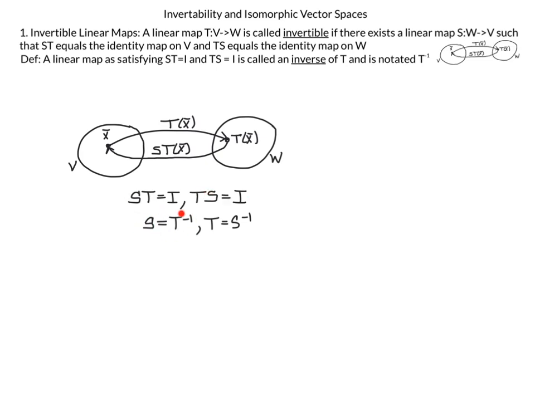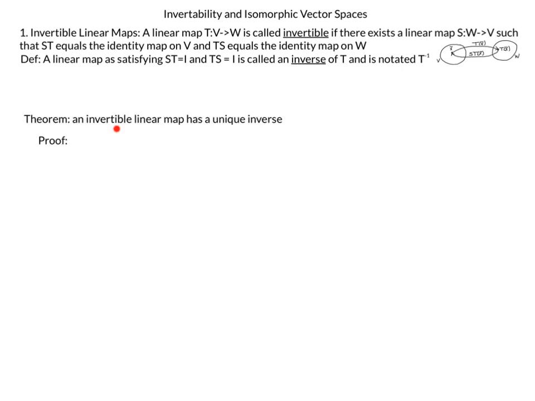And then we have this notation. Since this kind of looks like multiplication, it's the same sort of inverse we have with the negative exponent. So s is equal to t to the negative 1, and t is equal to s to the negative 1. But we usually don't read this as an exponent. We read it as s equals t inverse and t equals s inverse. We have this theorem that an invertible linear map has a unique inverse.